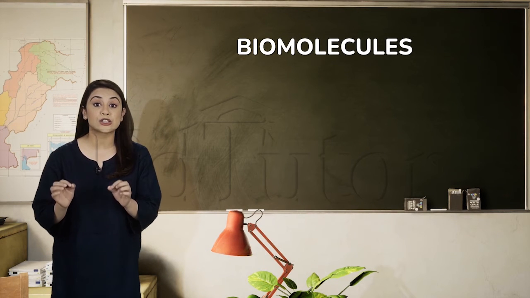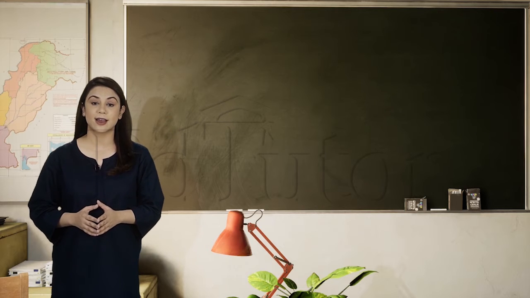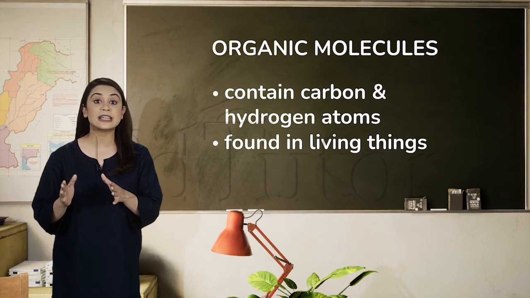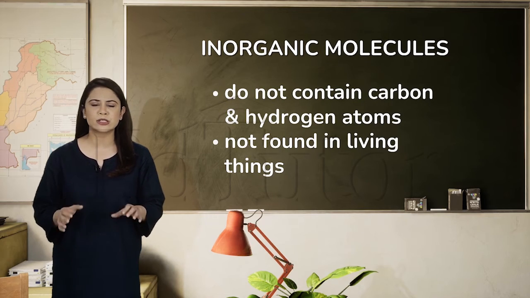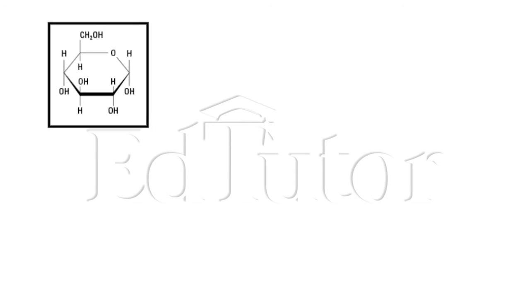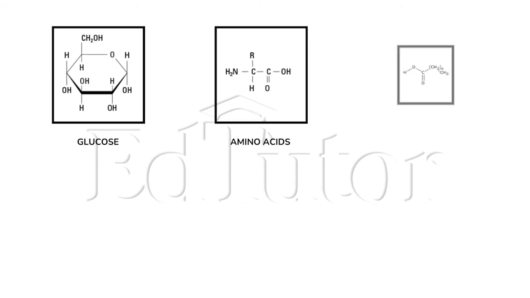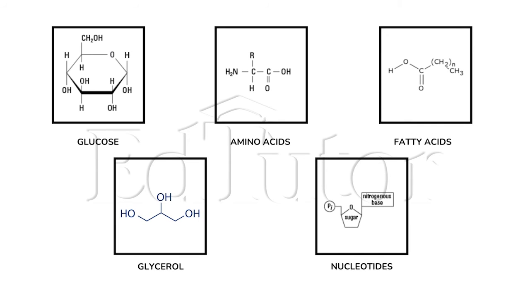Biomolecules are also classified as either organic or inorganic. Organic molecules contain carbon and hydrogen both, while the inorganic molecules do not contain both these elements together. Some of the most important and abundantly found organic molecules are glucose, amino acids, fatty acids, glycerol, and nucleotides like ATP, ADP, and AMP.